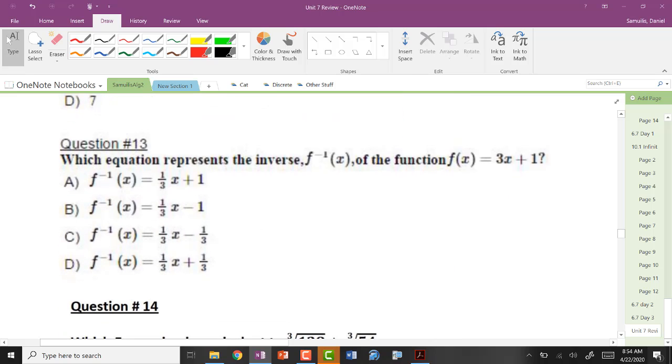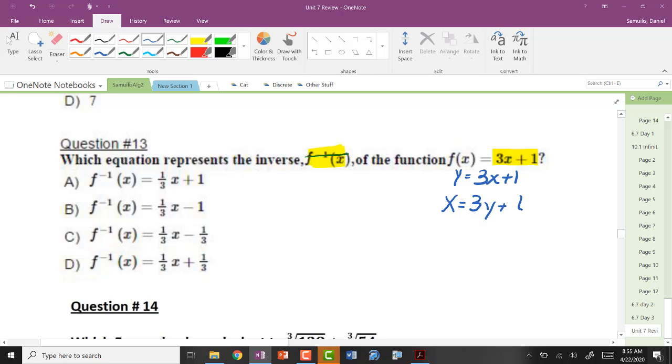Okay, now here's the actual inverse. So which equation represents the inverse of this value? So what's the inverse when the original function is 3x plus 1? I don't know if you remember, but the rules are, this is the same thing as a y. So you have y equals 3x plus 1. Okay, same function. The rules are, first, switch the x and the y. Okay, it's as simple as that. The x and the y switch.